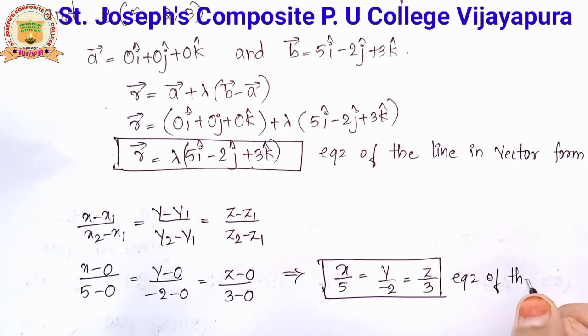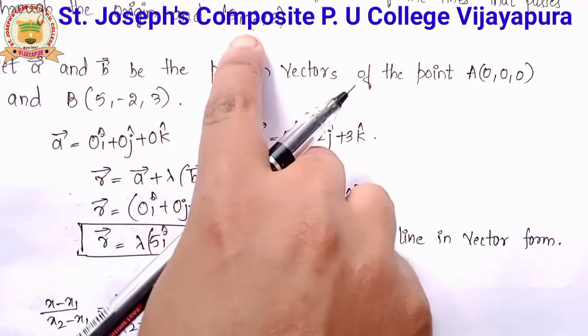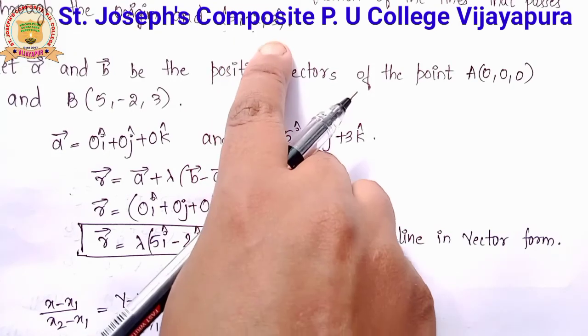This is the equation of the line in Cartesian form, which is passing through two given points, the origin and (5, -2, 3).